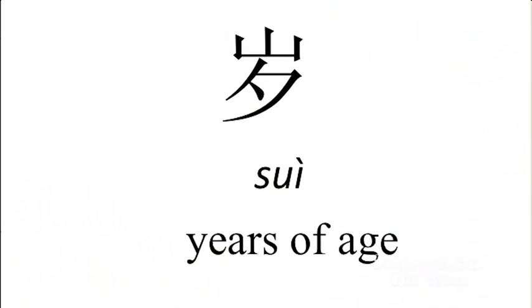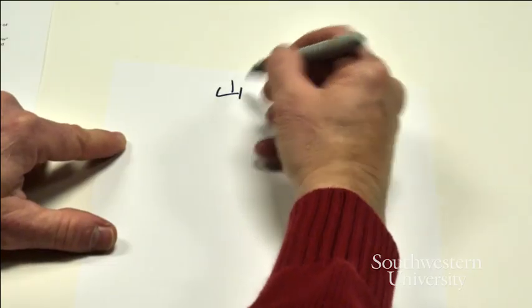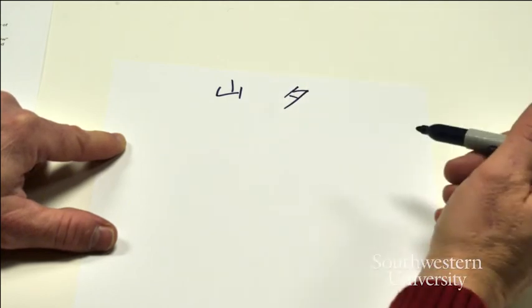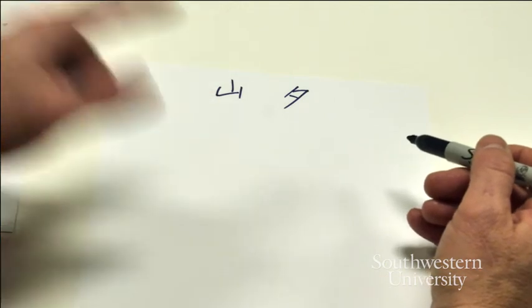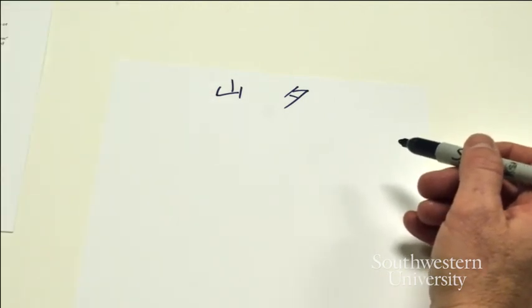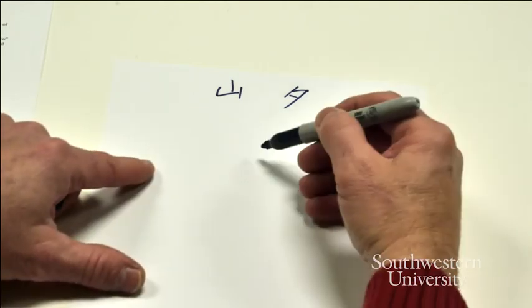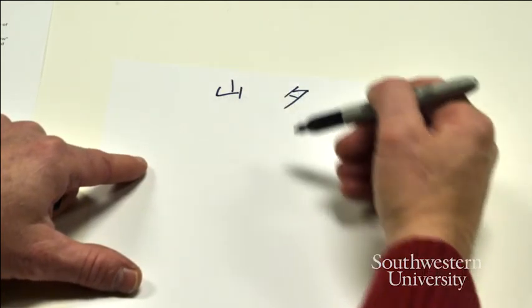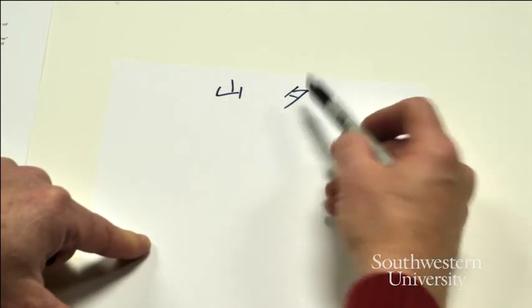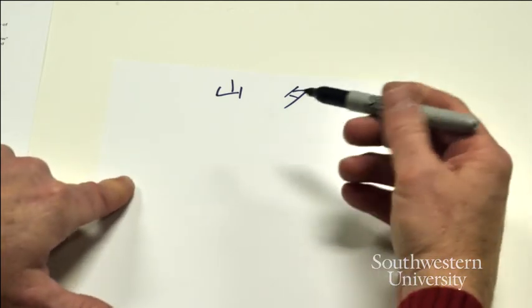Lesson 14. So, sui. This is a mountain over evening. Evening is pronounced xi, so it might be phonetic here. This has an involved origin, and it's just phonetic. But those are the parts, mountain and evening. So if you have a mountain load of evenings, that means you're a year old, or another year.